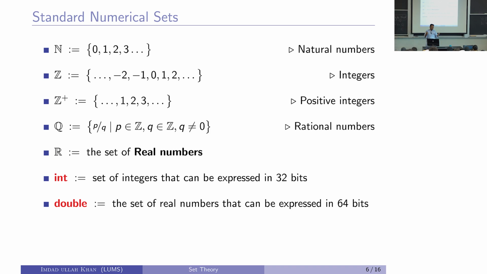Real numbers. Int in C++ and Java and other data types in different programming languages is actually the set of those integers that can be expressed within 32 bits or 64 bits depending on the word size of your system, or 16 bits. Double is a set of those real numbers that can be expressed within 64 bits, okay, it's a set. Double is a set.